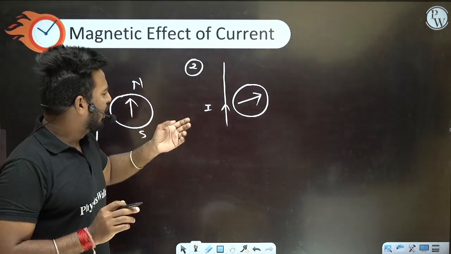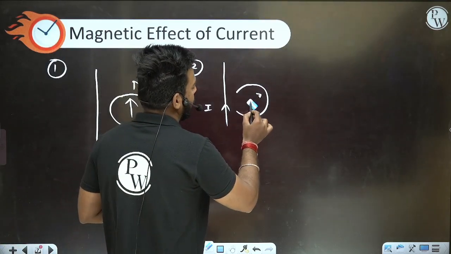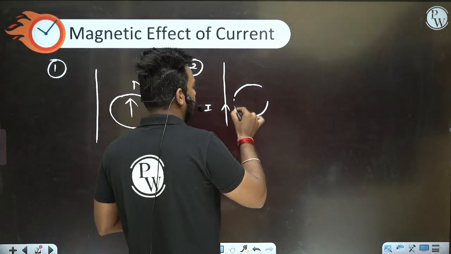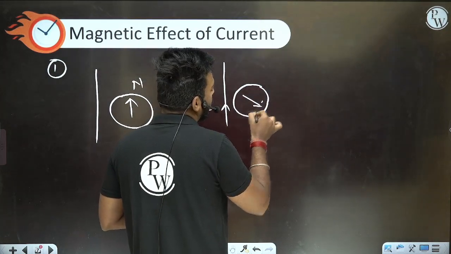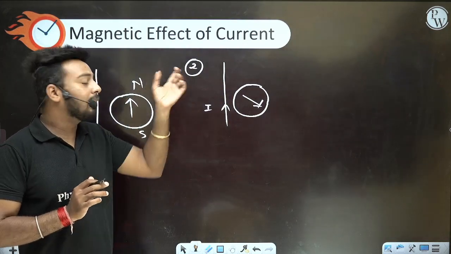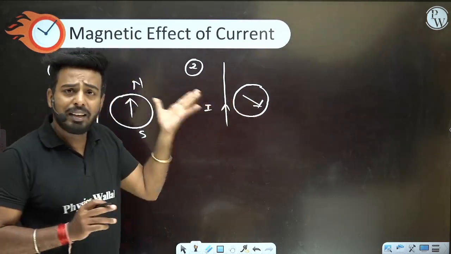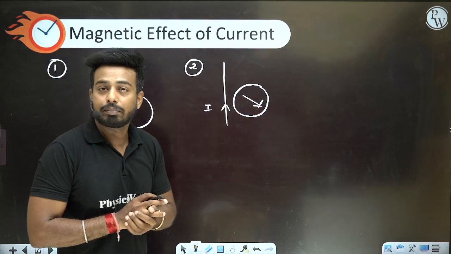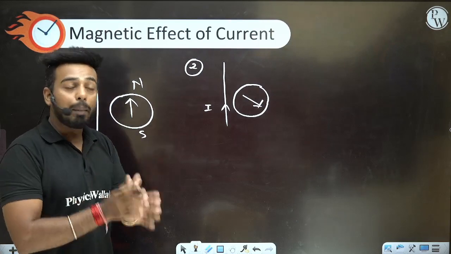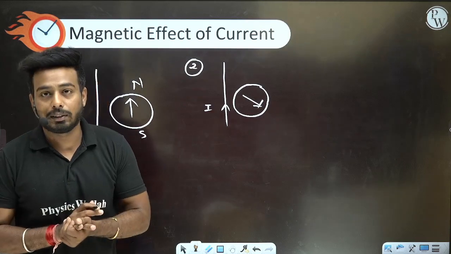Okay. What if I increase the magnitude of the current flowing through this wire? In that case, the deflection in the compass will also increase. It shows that the higher the current, the higher the induction of magnetic field around this wire. So if I increase the magnitude of electric current flowing through the wire, the magnetic field around the wire also increases. I think we got it.